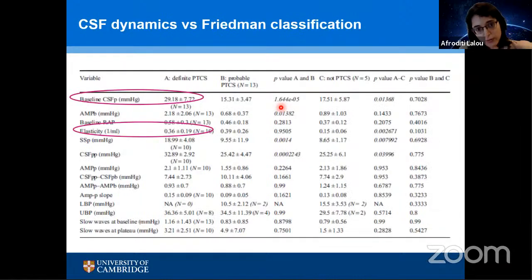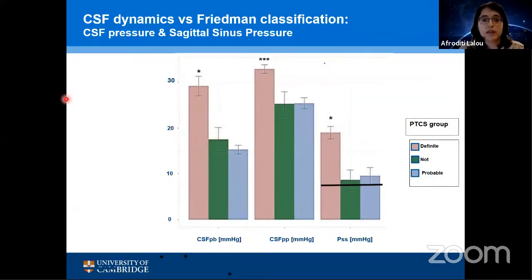Now, what we also saw was there are some characteristic CSF dynamics for each group. Of course, because of the definition, the baseline pressure is raised in the definite IIH group, but we can see that in terms of CSF compensatory reserve and compliance, these children also tended to have what we have here as high elasticity, which means less compliant brains, and therefore, simply put, stiffer brains.